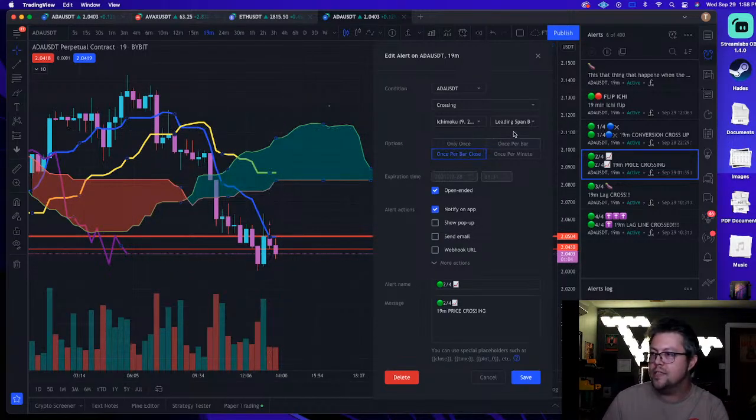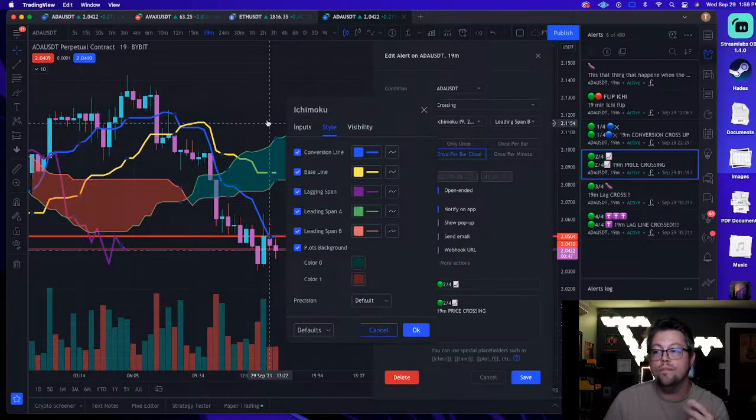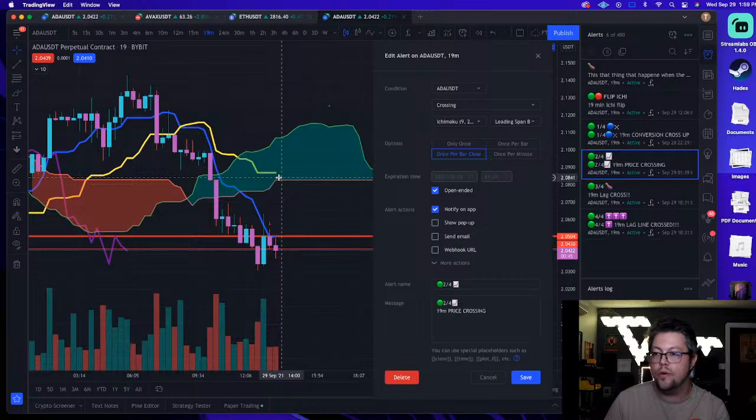So anyways, back to that. Whenever the price of ADA, we'll start from the top, the ADA price crossing Ichimoku leading span B, which is the red one. It tells us that that's the red one. Okay. So same thing, only once per bar close is the way I prefer to do it. You can do any of these because they're all valid in their own way depending on your style.